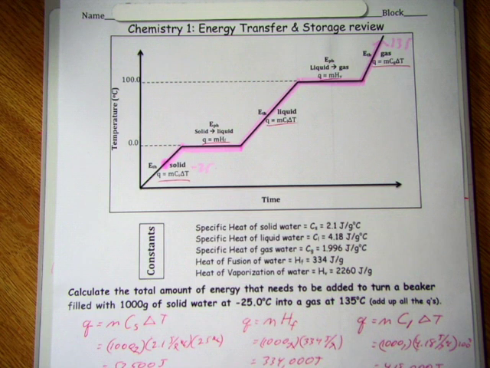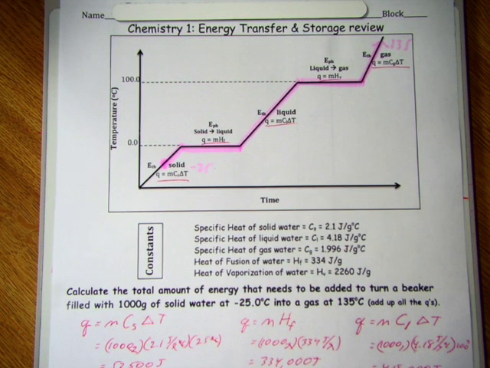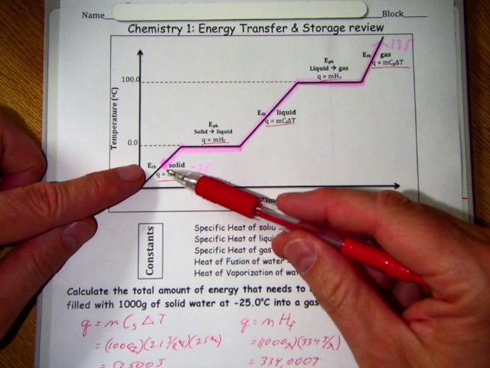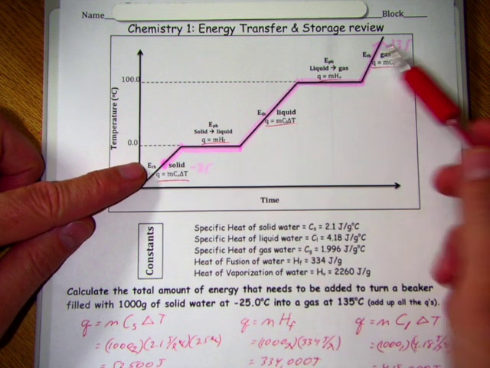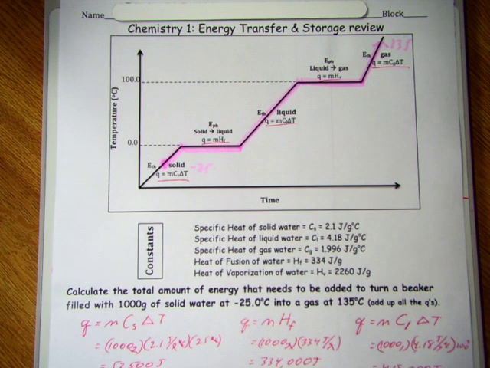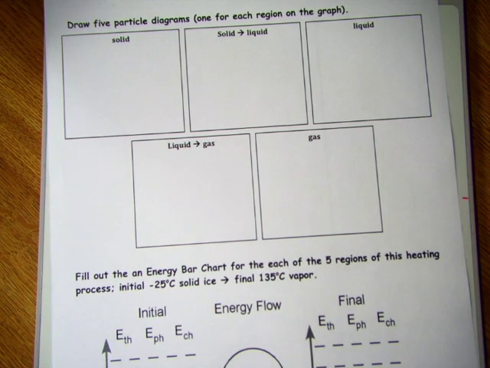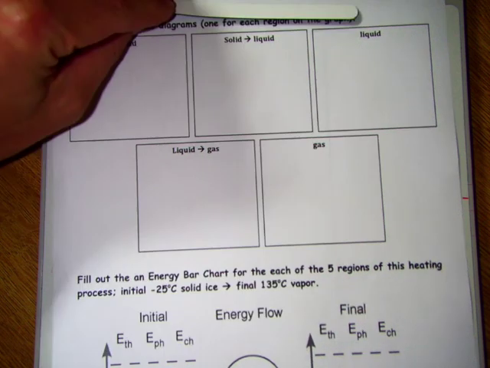And then all you have to do is take all of these values and add them up. So it took 3,134,500 joules to completely heat 1,000 grams, a liter of negative 25 ice, all the way up till it was a complete gas at 135 degrees. The next part of this is to do a particle diagram for each section.